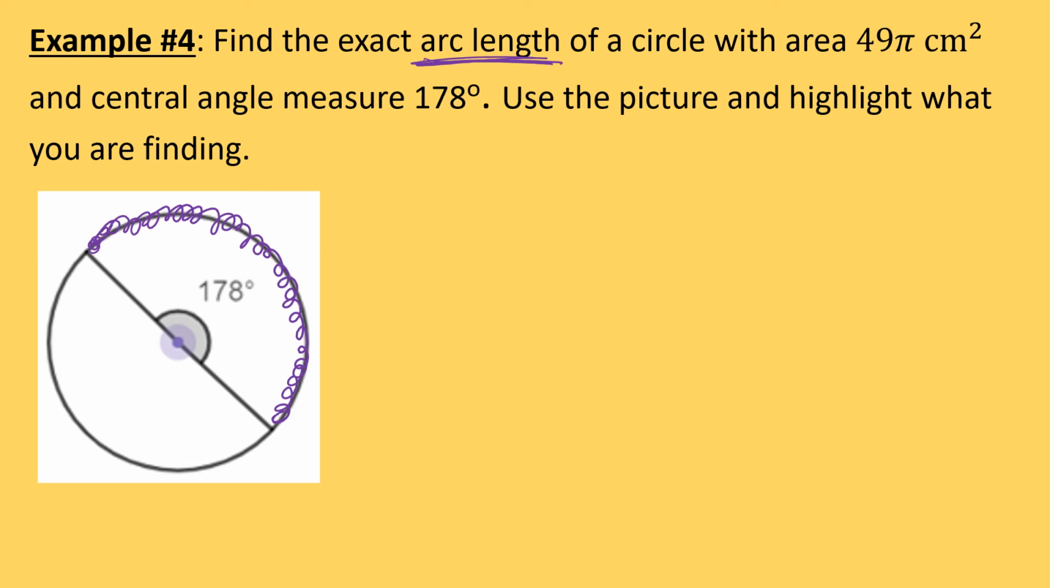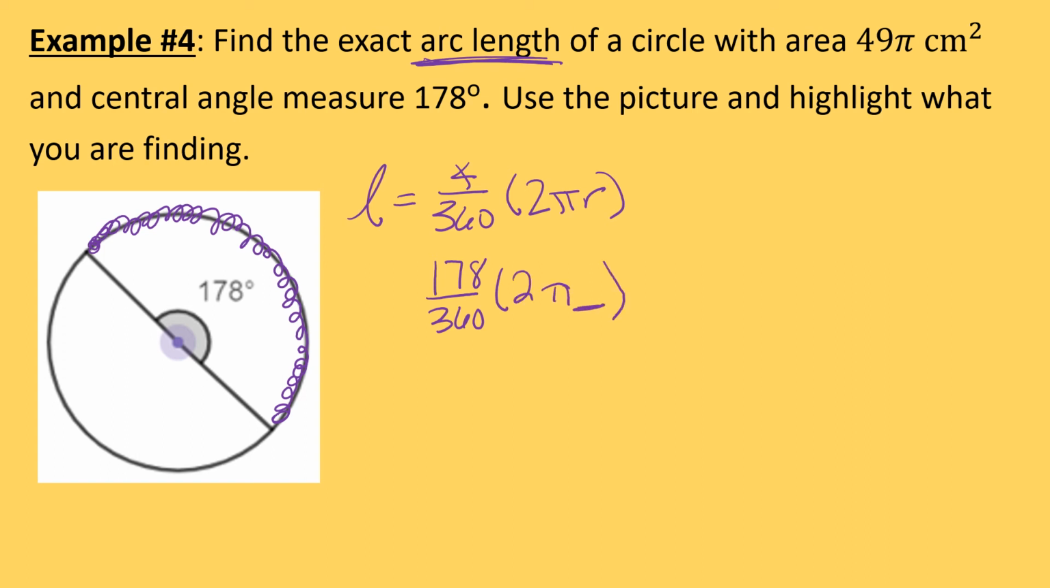So if I think about my formula, my arc length, which they denote by the letter L, just because they like to make things confusing, it's my angle over 360. And because this is part of the circumference, I'm going to use the 2 pi r. So when I look at the formula, I have my angle, so that's good because I have 178 over 360. But when I come to fill this part of the formula in, 2 times pi, I'm actually missing the r. So I am going to have to find r. Good news about r is they gave me the area. So my area is 49 pi, and that equals pi r squared.